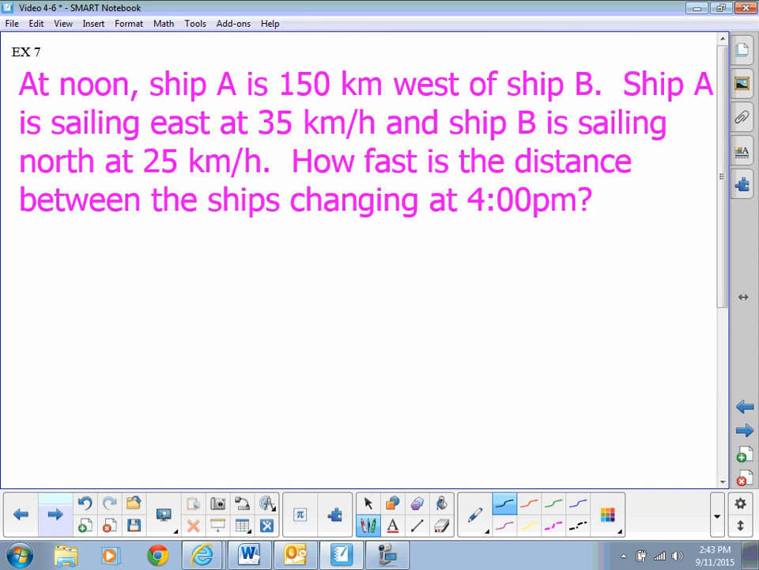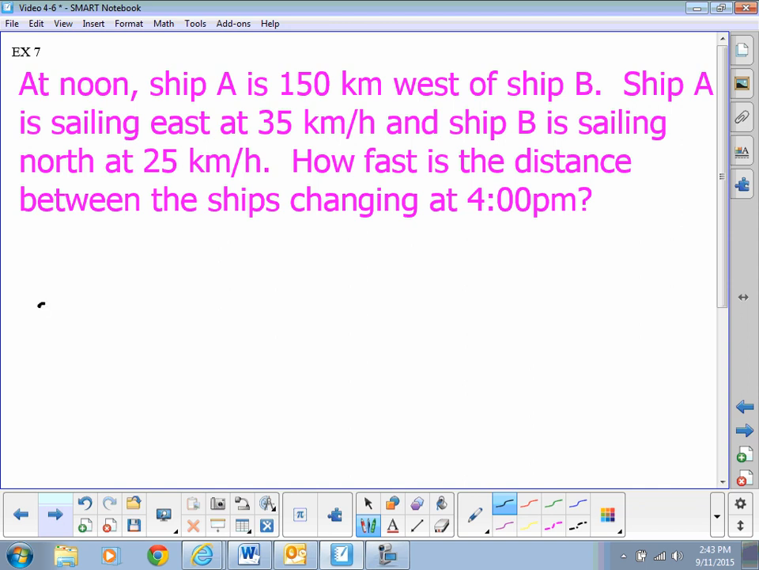Next example, we've got a ship that is located 150 kilometers west of ship B. Ship A is sailing east at 35 kilometers per hour, and ship B is sailing north at 25 kilometers per hour. How fast is the distance between the ships changing at 4 o'clock p.m.?